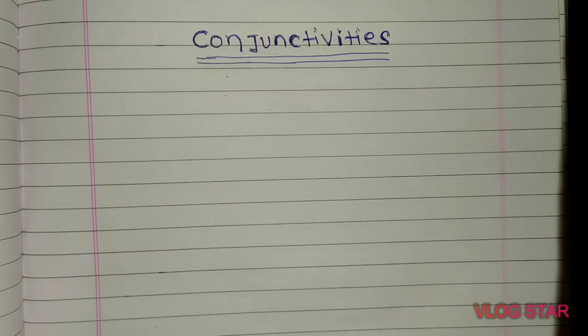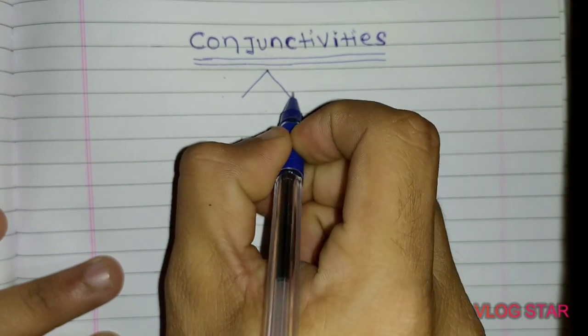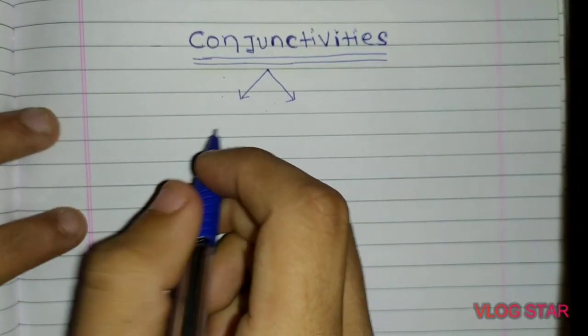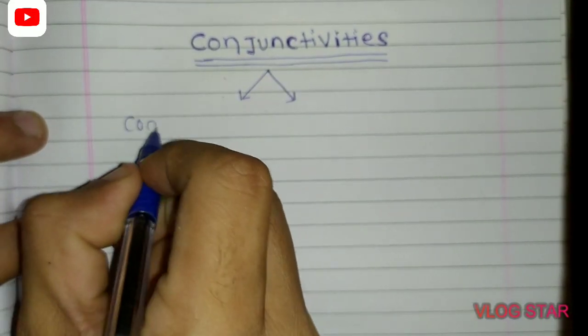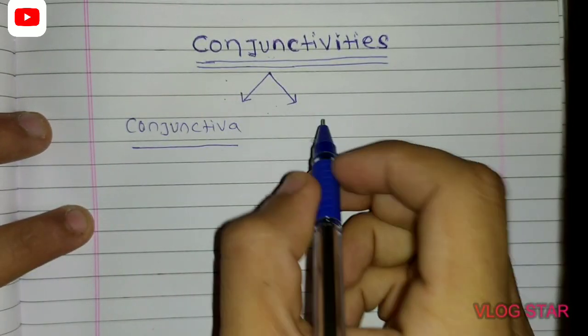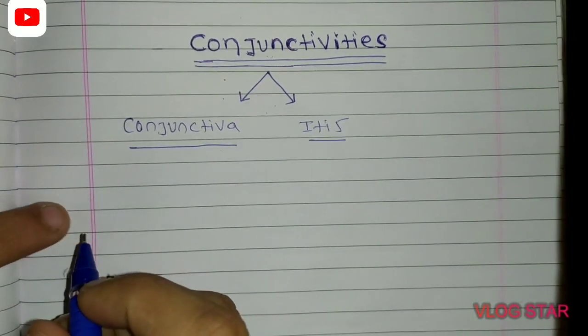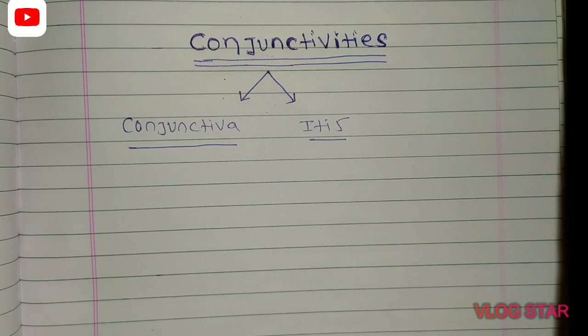So, today we are going to talk about conjunctivitis. So, what is conjunctivitis? The name conjunctivitis itself contains two words. First is conjunctiva and second is itis. The word conjunctivitis contains two words, that is conjunctiva and itis.